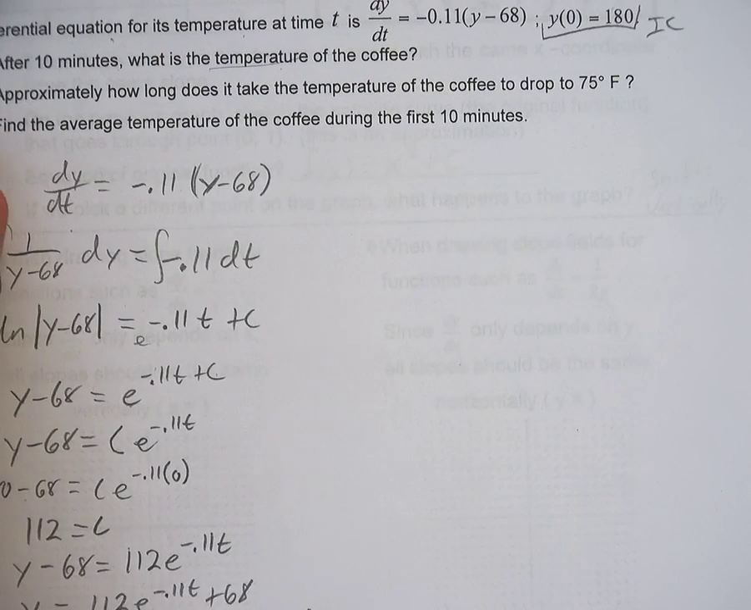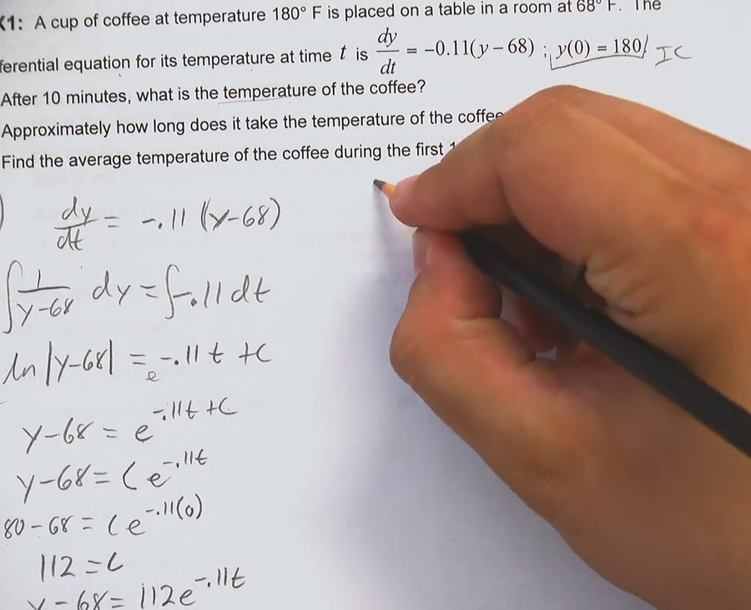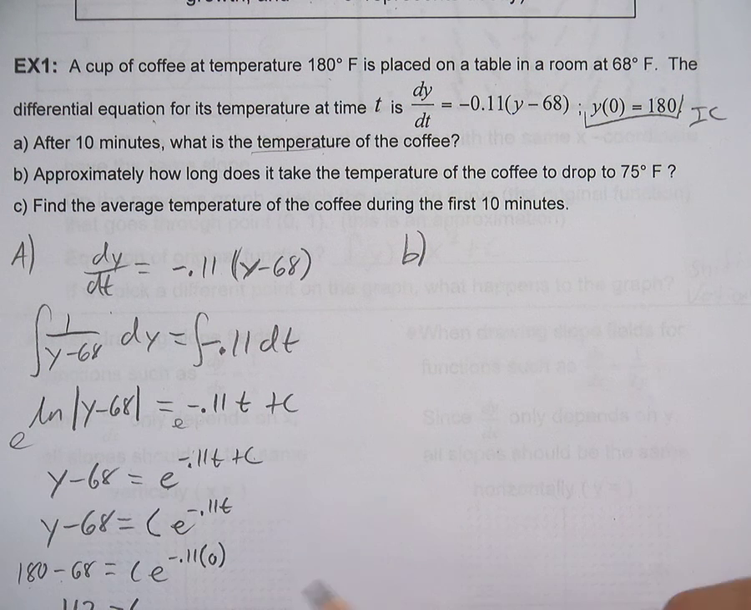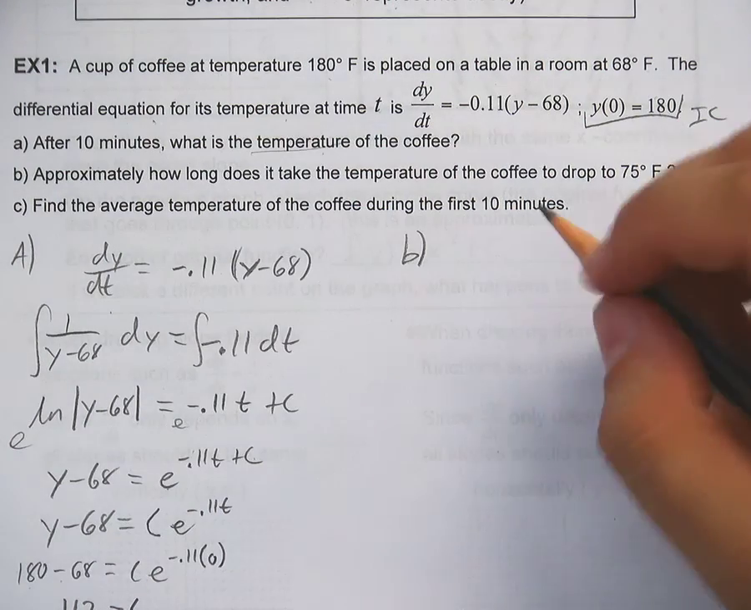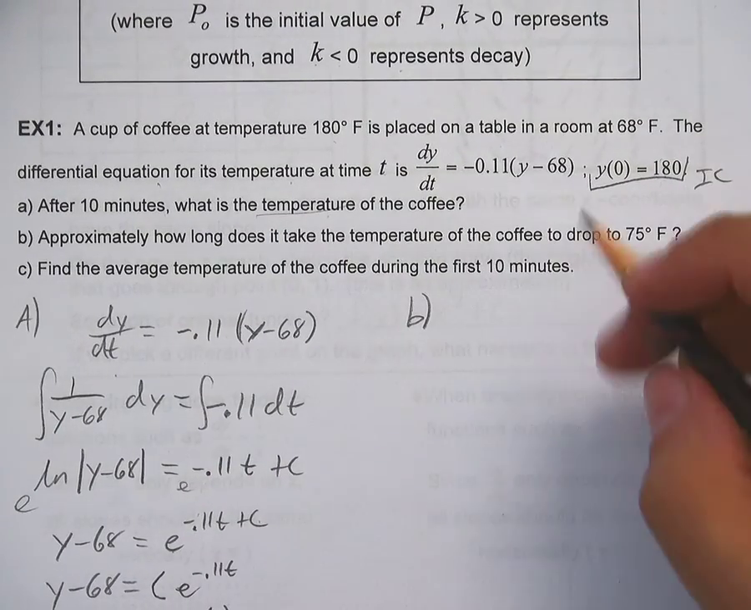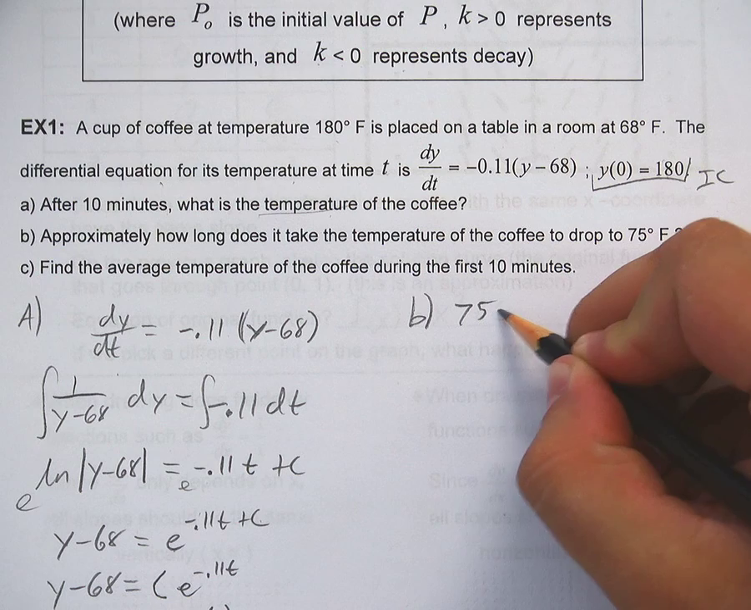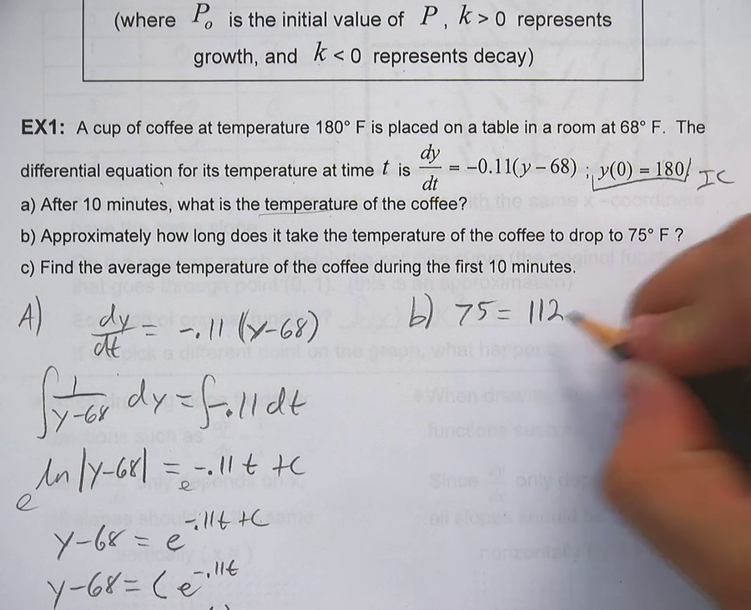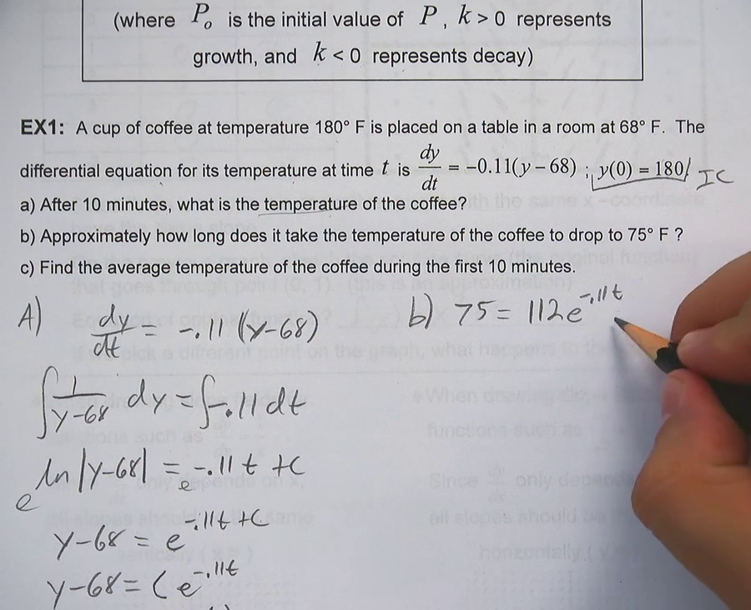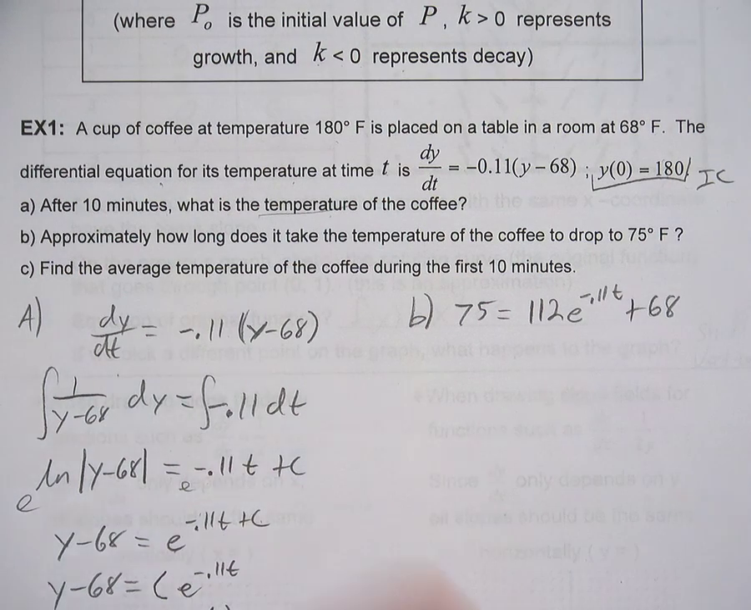All right, part B. Part B says approximately how long does it take for the temperature of the coffee to drop to 75? So what I'm doing is setting my y value down here to 75. So how long does it take? I'm going to say 75 is equal to 112 e to the negative 0.11t plus 68, and I'm going to solve for t.